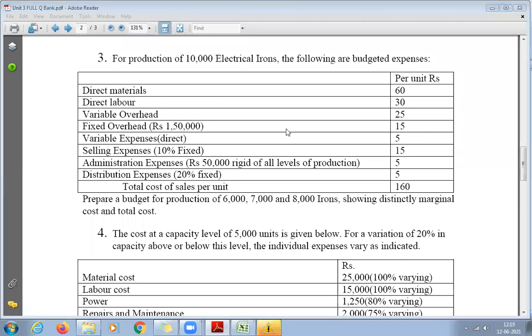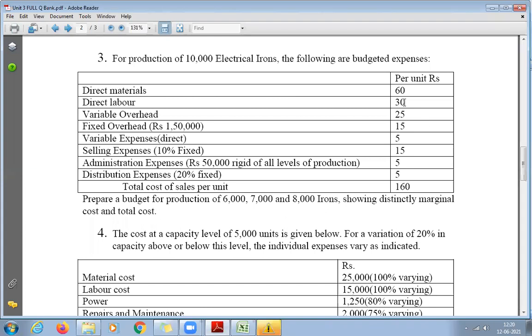So direct labor, how much has he given? 30 rupees. And he has not told anything whether it is variable, fixed or semi-variable. So what cost is that? Variable cost. Yeah, we all know that, based on the classification of cost, we already taught you in Unit 1. So direct labor is a purely variable cost.